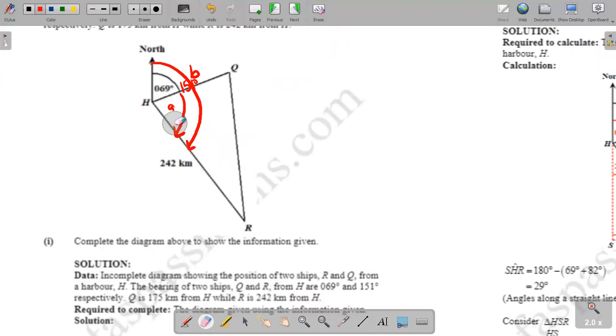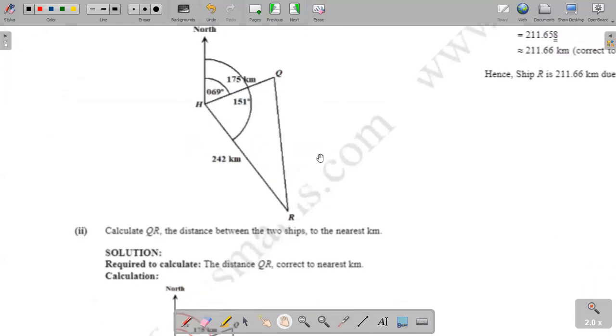Let me see who's thinking. How do we find A? If this is 151, let me use a different color. 151. How do I find angle A? The angle inside the triangle. Okay, excellent. Anybody else agree? It would be the 151 minus the, what number am I minusing from? 69. Everybody agree?